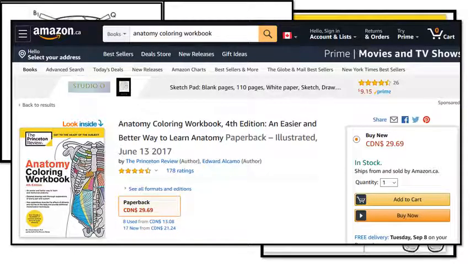As I said, you can order the Anatomy Coloring Workbook through Amazon.ca, as well as a lot of other places, or if you can get used copies of it, that's fine. The only condition is that it has to be the 4th edition, and it has to be the right book. It has to be by Edward Alcamo, and it's from the Princeton Review series. And it has to be the 4th edition. If you buy another edition, the reading assignments that I give you may not be on the same pages, so I would avoid other editions of the book. But if you can get a 4th edition of this book anywhere you like, that's fine. That's all you need.